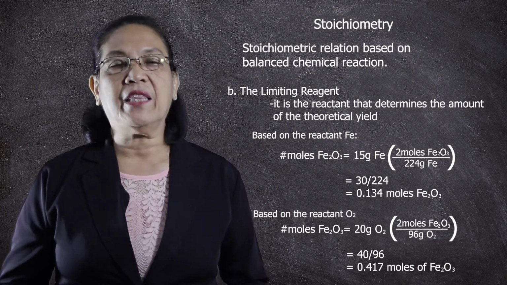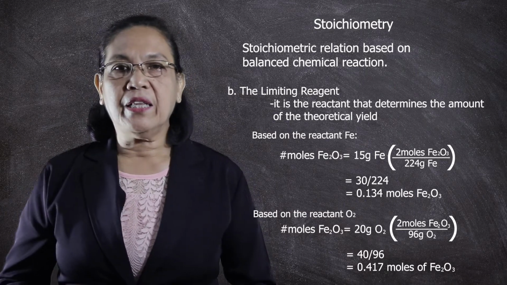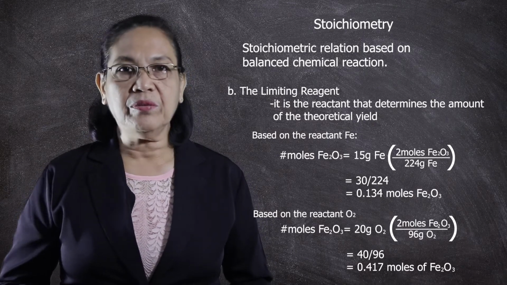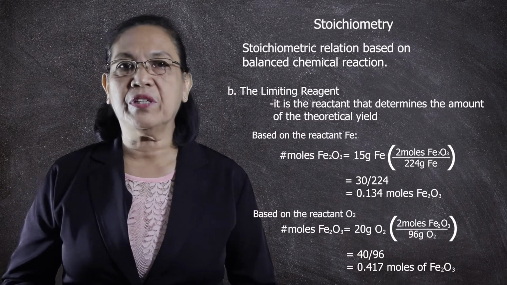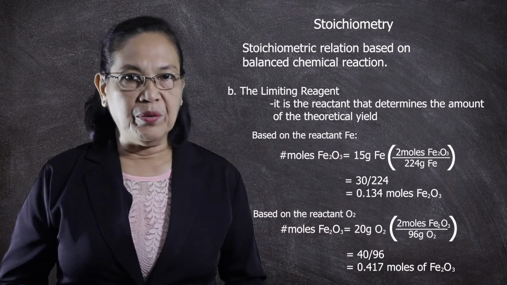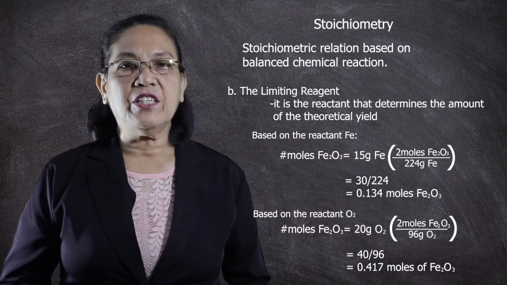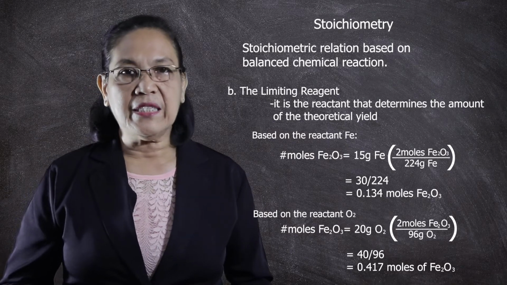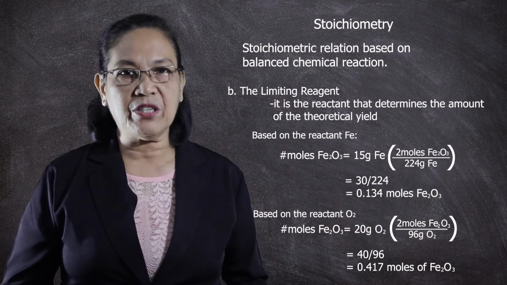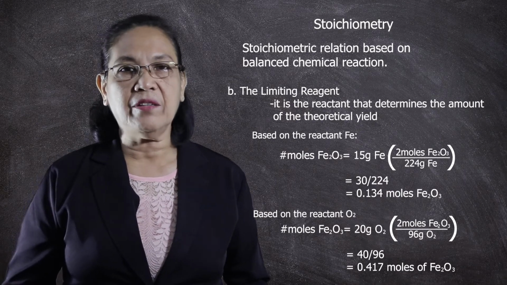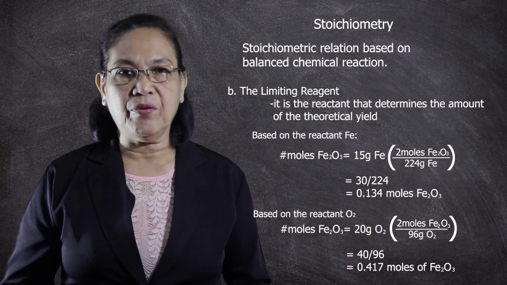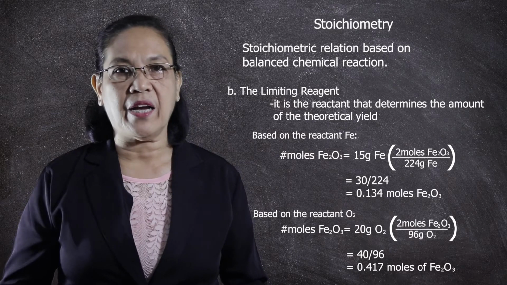Now, we know that in the problem we are given that 20 grams of oxygen is used in the chemical reaction. So, computing for the number of moles of the desired product, which is ferric oxide, number of moles of ferric oxide equals 20 grams of oxygen times 2 moles of ferric oxide divided by 96 grams of oxygen. Canceling out the unit grams, you have the result 0.417 moles of ferric oxide.